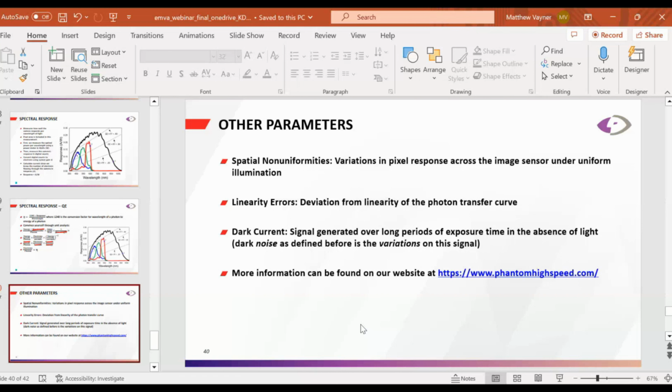Any other questions we have from the chat? I would like to remind everybody that probably early next year, we will have another webinar that will focus on how these specific EMVA specifications correlate to the performance in diverse applications, which will be an exciting one and probably more relevant to the diverse group here.